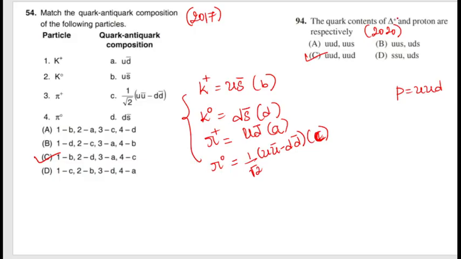Both have UUD only, because the charge of delta positive is plus 1, and the charge of a proton is again plus 1. Both have the same quark composition. I hope everyone understood that these are the questions asked in previous KSET examinations. I hope this quark model is very easy and everyone can understand, and everyone can get 2 marks in your pocket. Thank you everyone.